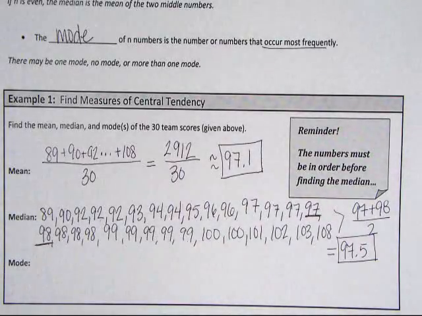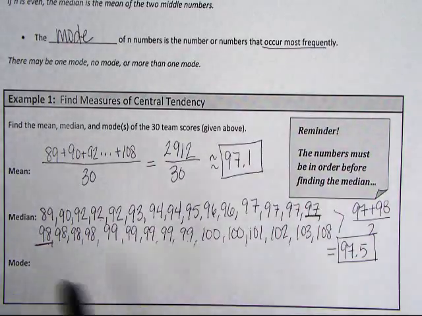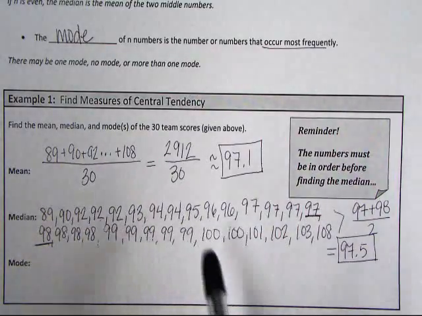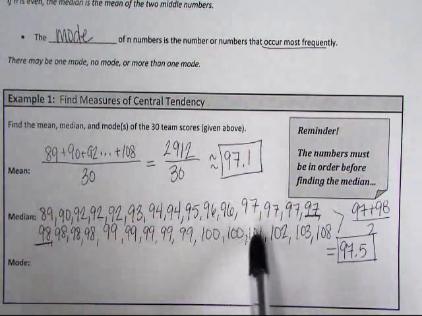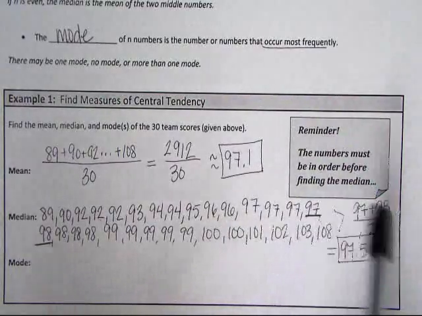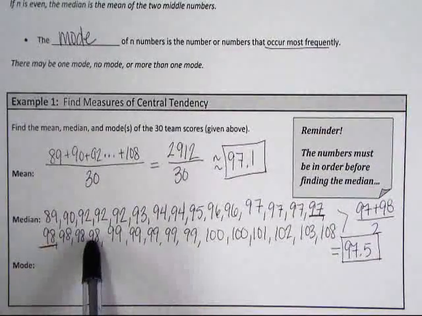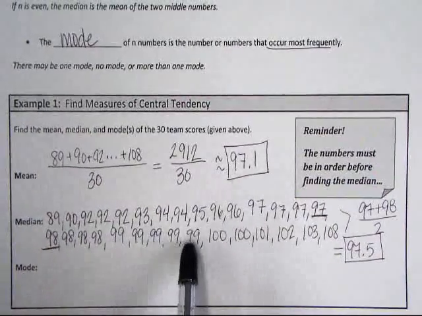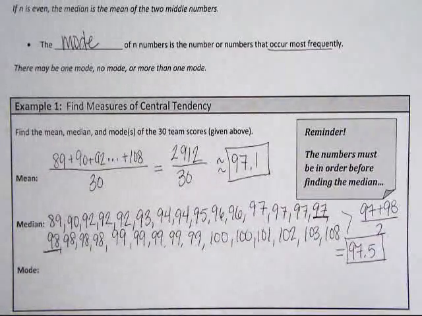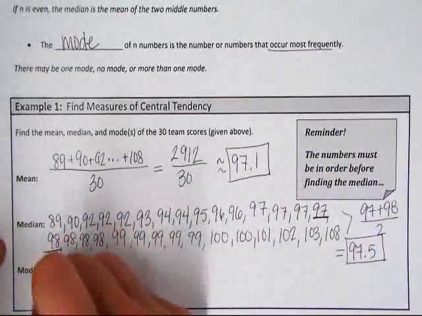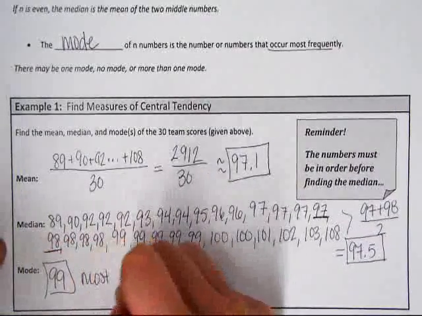Last but not least, I'm going to look for my mode, and because I have everything listed in order from my median, the mode's going to help me. I'm finding the one that happens most frequently, the number that happens most often. If I look at all of them, I have 92 that happens 3 times. 94 only happens twice, 96 only twice, 97 happens 1, 2, 3, 4 times, so that's my leading value right now. 98 happens 1, 2, 3, 4 times, okay? 99, 1, 2, 3, 4, 5 times. Since 99 happens the most often, my mode is going to be 99.